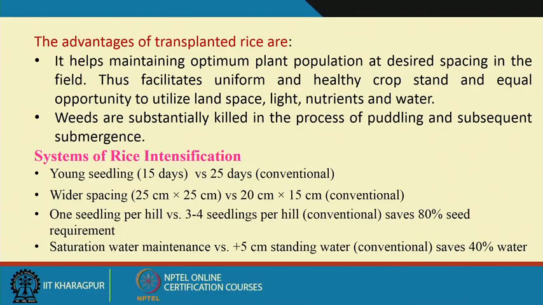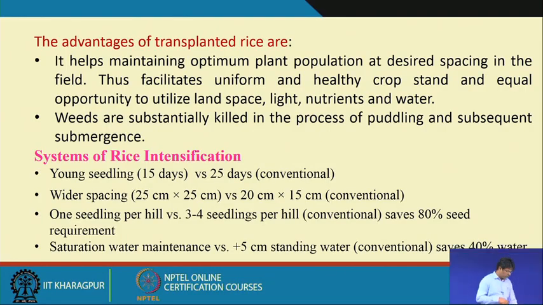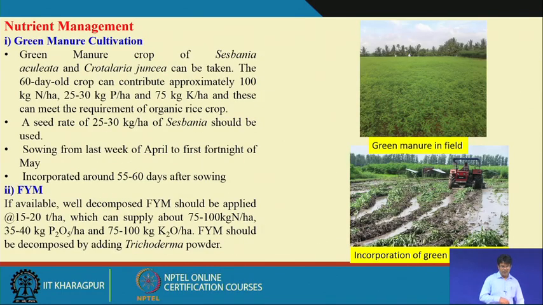So, this is the way. The system of rice intensification, we are going for organic farming, and in addition to that, you can go for nutrient management, transplanted rice or direct seeding rice. You can go for green manure cultivation.